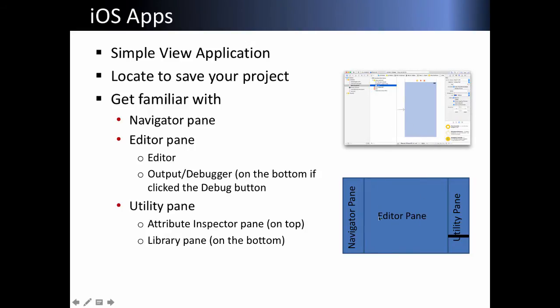So in the middle, it's called the editor pane. In this editor pane, you can edit the code. You can also draw or organize the storyboard. It is called the storyboard. What you can organize here on this storyboard is by bringing some of these graphical components, so that you can drag and drop here, and have, for example, labels and text fields, a button, and so on and so forth. Okay? And then at the lower bottom of this middle, you can have output or debugger here.